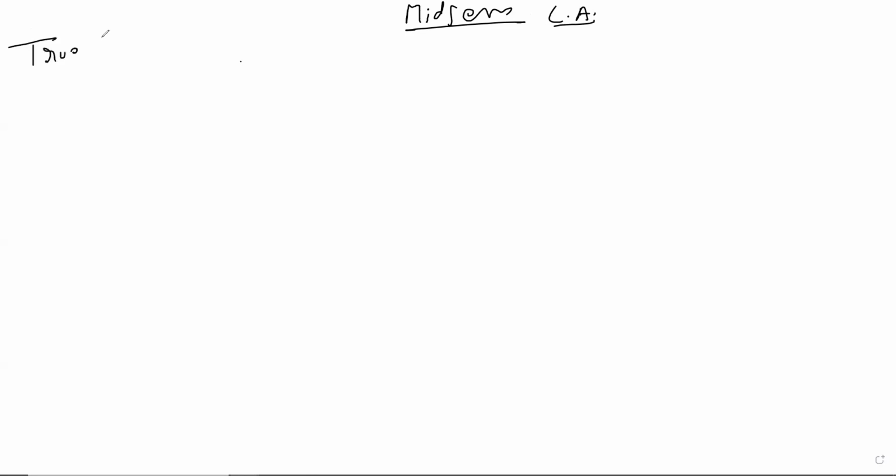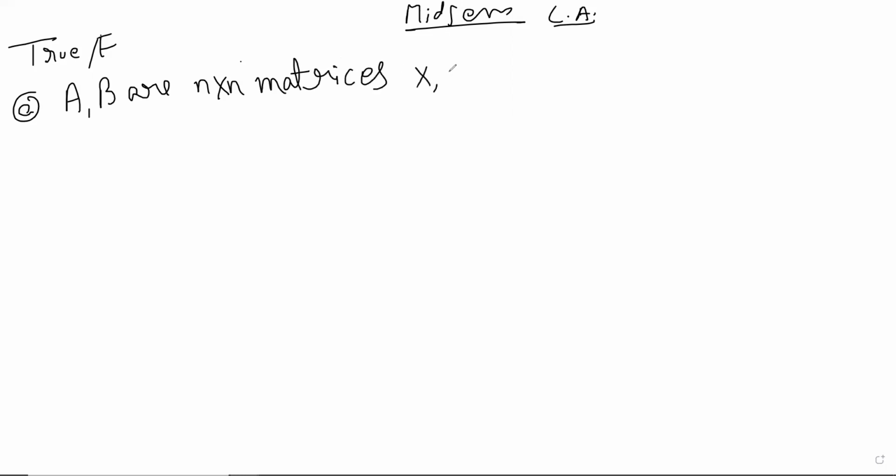So A and B are both n cross n matrices. X and Y are n cross 1 column vectors. Everything is over a field. Okay, so let's just say over R, for the time being.